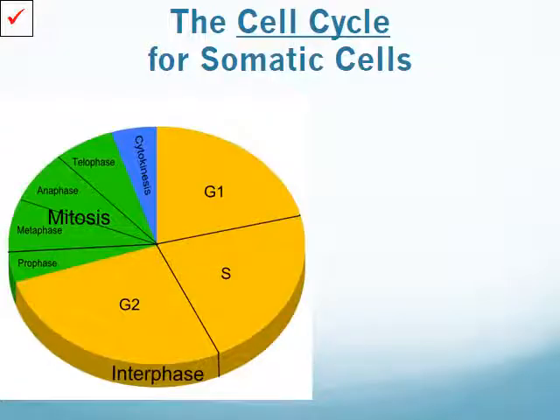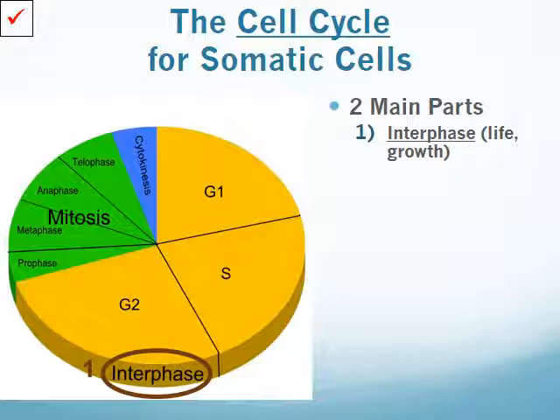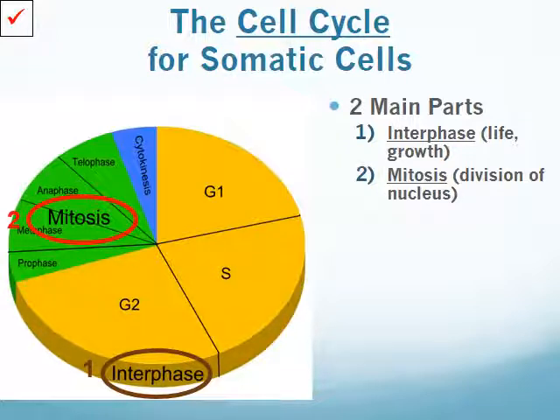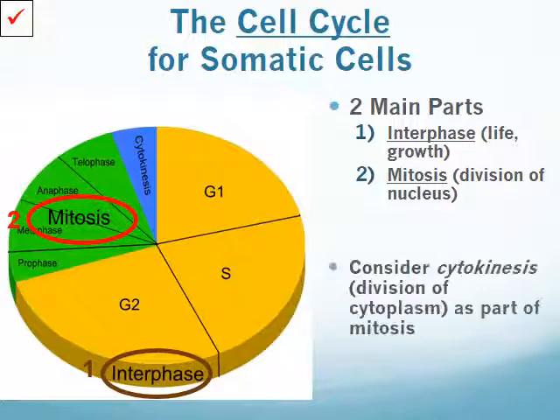So the cell cycle for somatic cells, remember somatic is body, has two main parts. It has interphase, which is the life and growth phase where the cell is just kind of hanging out, being a cell, and getting ready to divide. After that, we have mitosis, which is the division of the nucleus, and this is what differentiates binary fission and mitosis. We'll also, just for the record, be considering cytokinesis as the end stage of mitosis, which we'll talk about here in a bit.